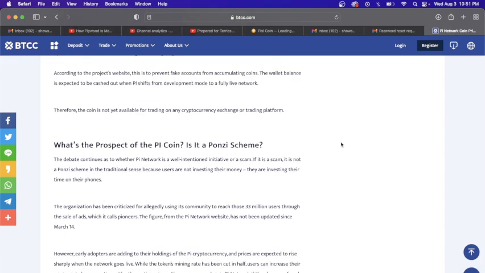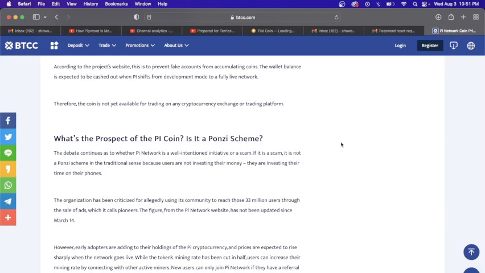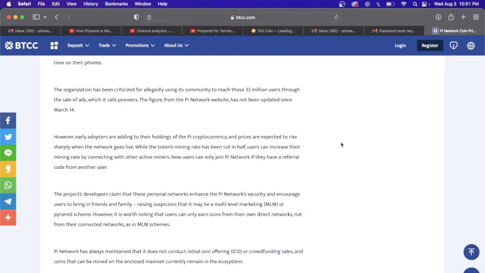Is it a Ponzi scheme? What's the prospect of the Pi coin? The organization has been criticized for allegedly using its community to reach those 33 million users through the sale of ads, which it calls pioneers. The figure from the Pi Network website has not been updated since March 14.